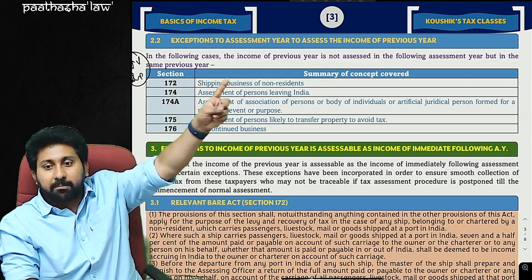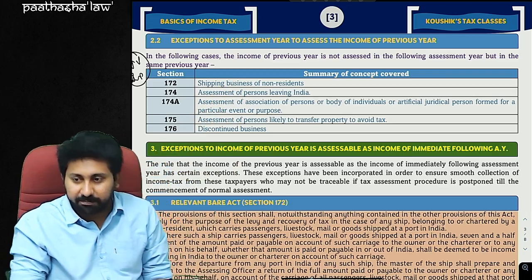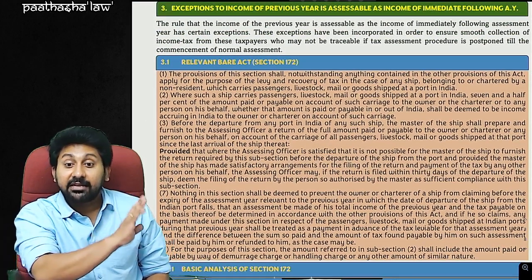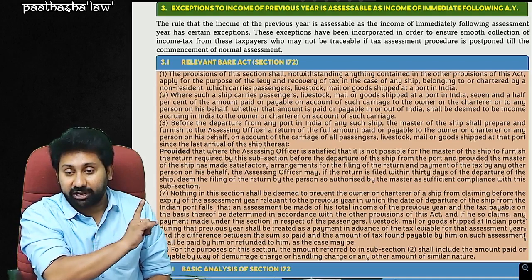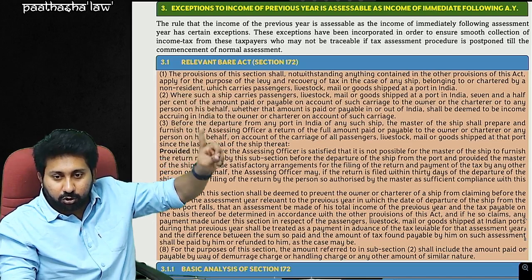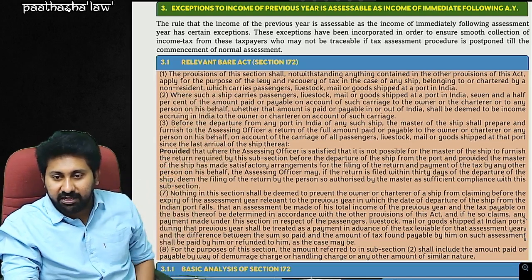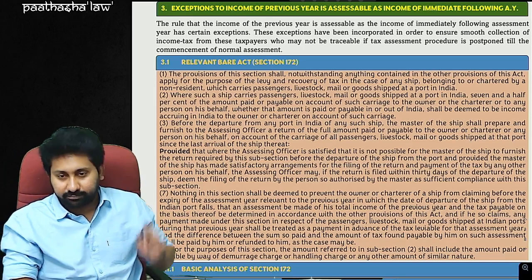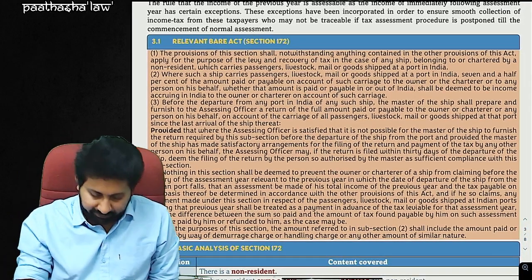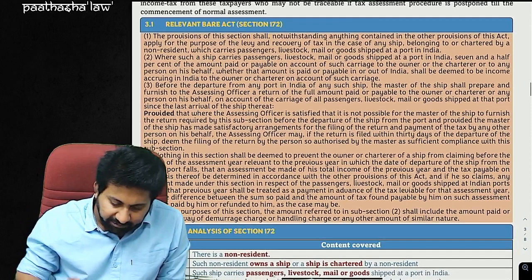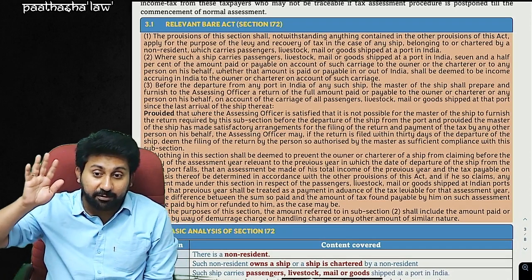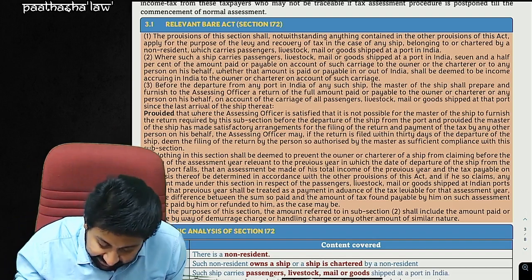First one, shipping business of a non-resident. This is a Bare Act provision. Selected provisions only I have taken again. All the subsections I didn't put, to not waste your time. Subsection 1, 2, 3, proviso, and subsections 7 and 8. Let us first read the Bare Act. The provisions of this section shall, notwithstanding anything contained in any other provisions of this Act, the golden words start here.